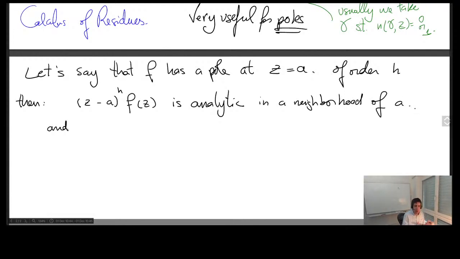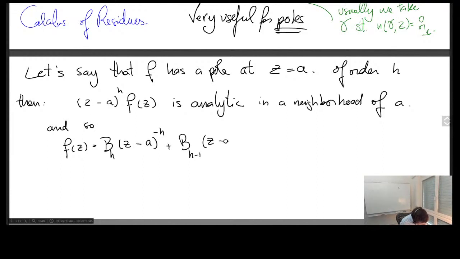I mean, the other isolated singularities will still be singularities, of course, if it has any, but at least in the neighborhood of a, it will be analytic. And so I can take f of z to be equal to some constant, so these are numbers, some constant b_h (z minus a) to the minus h, then plus b_(h minus 1) (z minus a) to the minus h plus 1, and so on and so forth. And then there's a term, let's keep track of the last few terms.